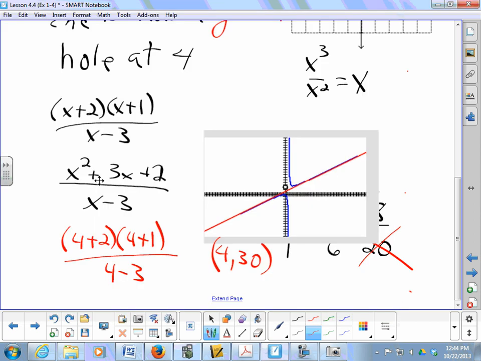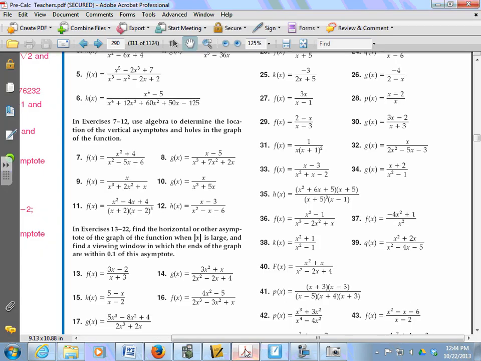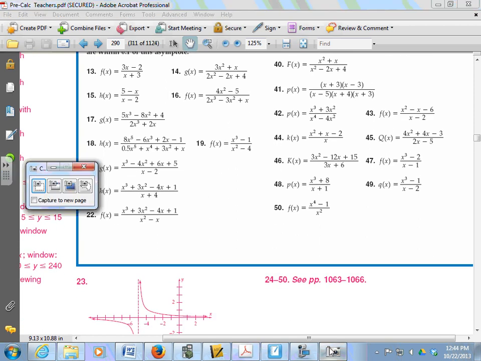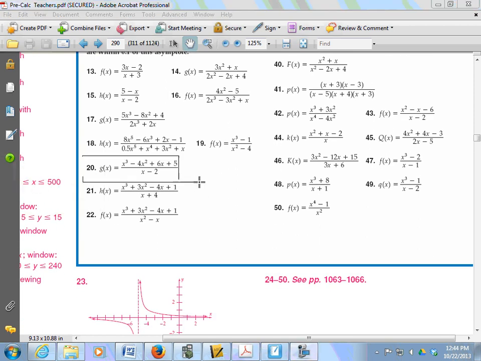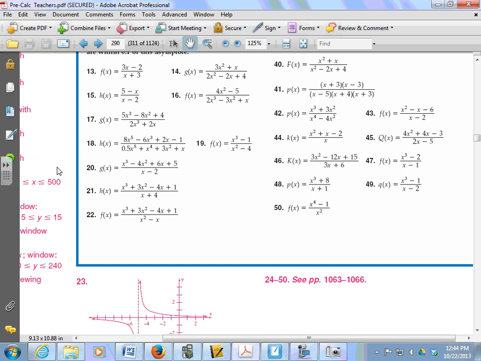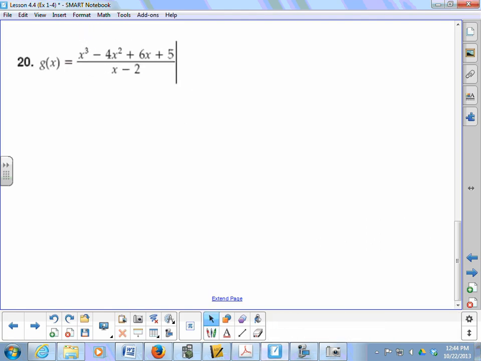All right, now let's look at number, what was it, number 20, right? Once again, we have a cubic function in the numerator, so we're going to have to graph it to find the zeros. But let's do that first then. Find the zeros for the numerator.